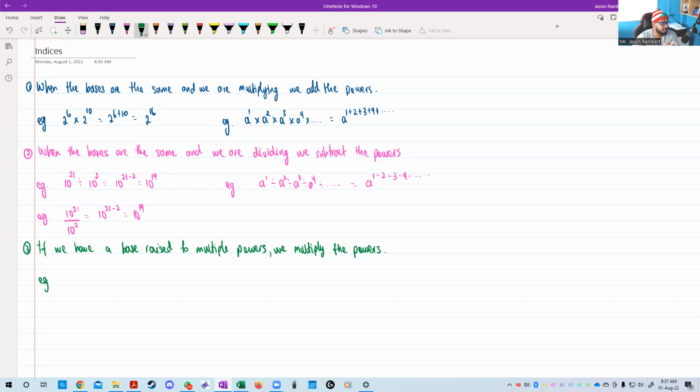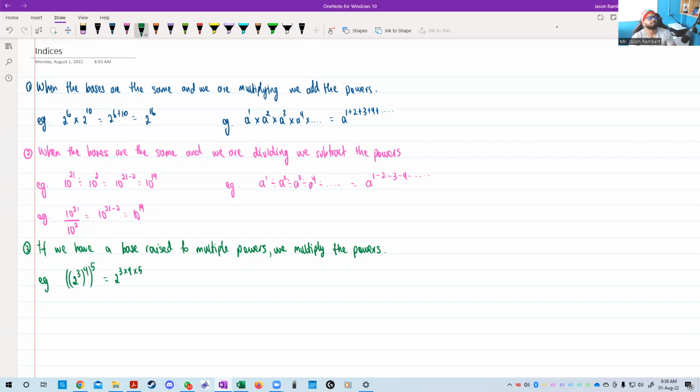The base could be 16.2. It doesn't matter. Once I have a base, and the base is raised to multiple powers, 2 to the power 3, and then that is raised to the power 4, and then that is raised to the power 5, the law says I have to multiply the powers. So this is 2 to the power 3 by 4 by 5, whatever I get.